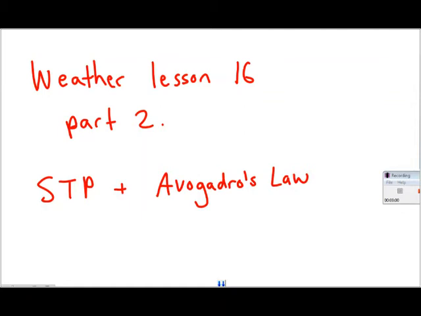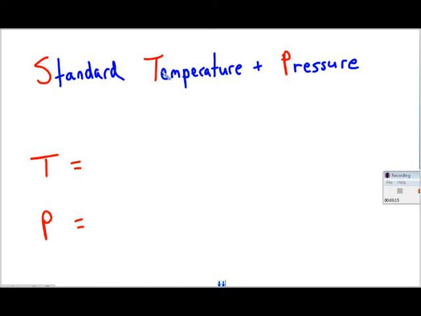Lehman. I want to continue with our discussion on lesson 16, get into STP and Avogadro's Law, and how this applies to gases, how the mole applies to gases. Alright, so STP, what does that mean? STP, standard temperature and pressure.